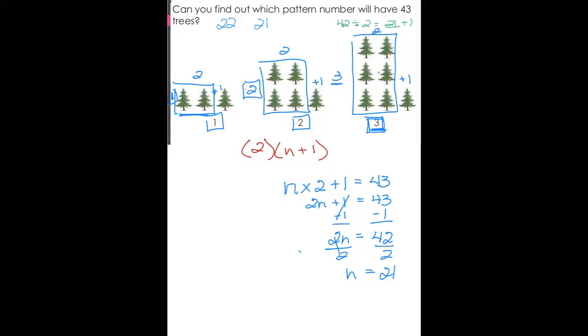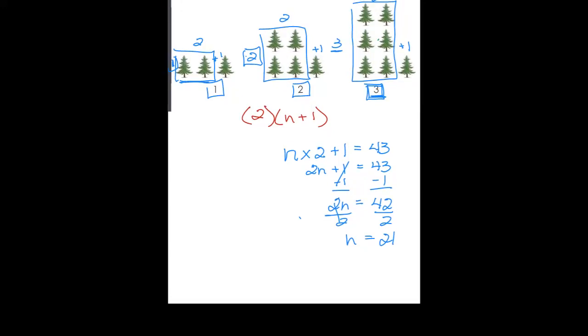Questions on that? Now, this right here, when I say 2n plus 1, what do we call this? What do we call this in general?